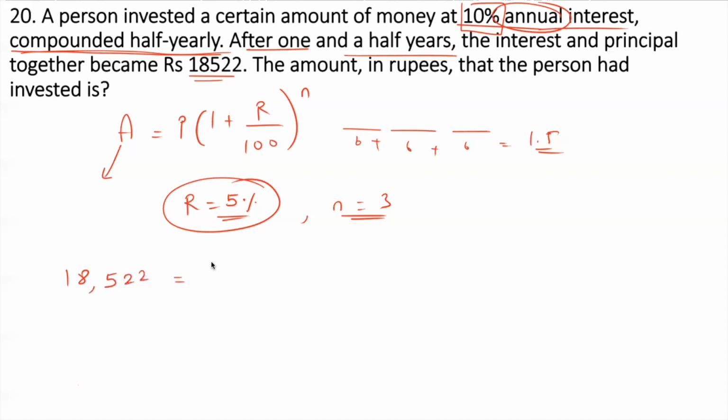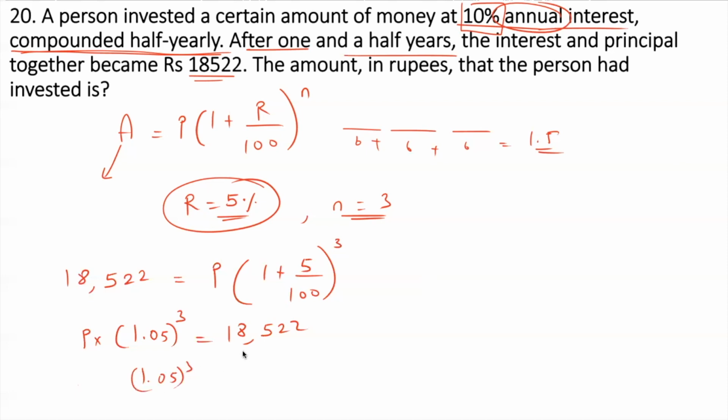18,522 is equal to the principal, which we want to find, into 1 plus the rate 5 by 100, raised to n. So this can be written as P into 1.05 the whole raised to 3 is equal to 18,522. Now, in an exam like CAT, you have an on-screen calculator in which you can calculate the value of 1.05 the whole raised to 3, and divide 18,522 by that value to get your answer.